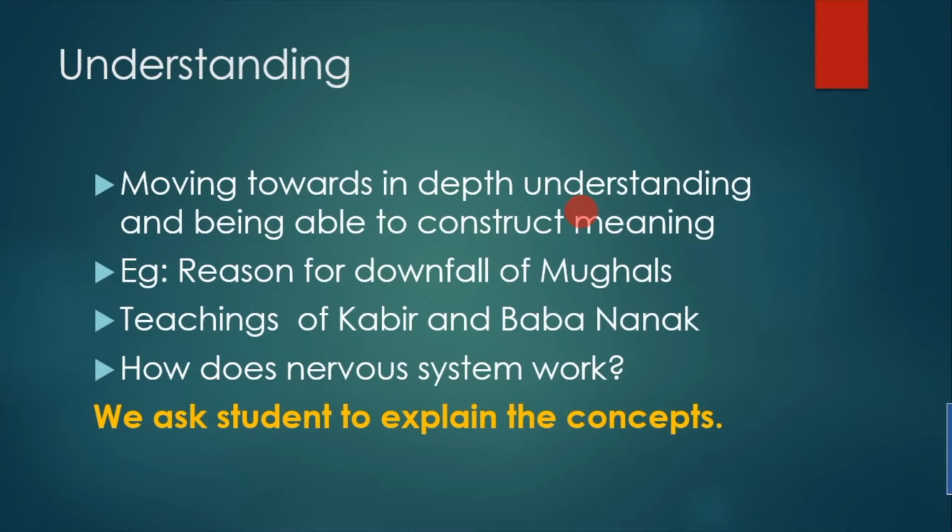Next point is understanding. So moving towards in-depth understanding and being able to construct meaning out of it. Unless he is able to construct meaning out of it, it will not be clear whether he has understood the concept or not. For example, the reason for the downfall of the Mughals can be asked. He can be asked about the teachings of Kabir and Baba Nanak. He can be asked how the nervous system works. So we basically ask the student to explain the concepts in order to test his understanding.